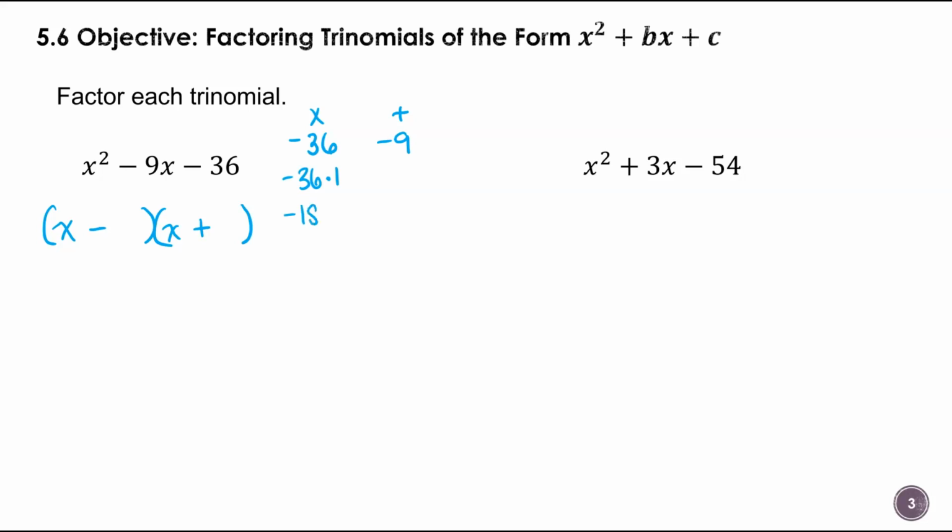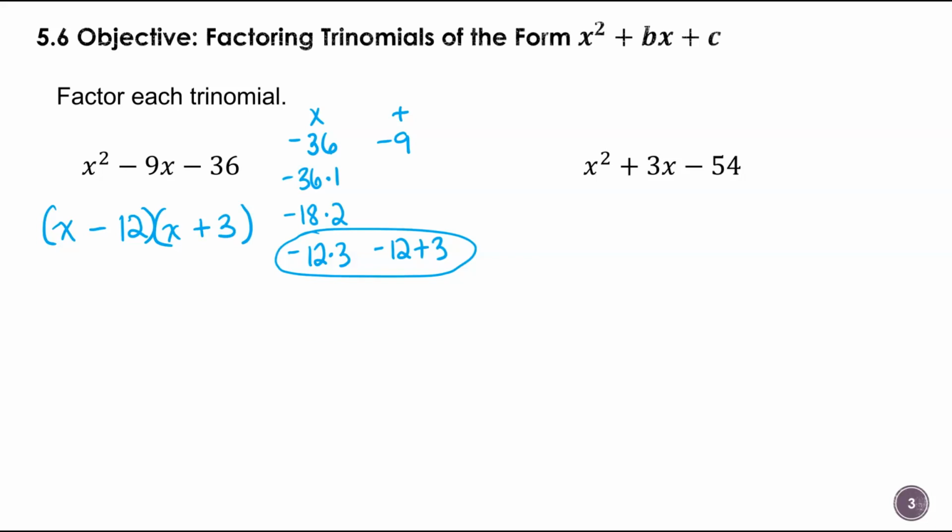So negative 18 times 2. That doesn't give me a sum of negative 9 yet. And then negative 12 times 3. I'm going to stop right there because that's actually the pair I need, because negative 12 plus 3 is negative 9. So this fits the criteria. When I multiply, I get negative 36. When I add, I get negative 9. And so I'm going to say 12 and 3, and then we have this factored.